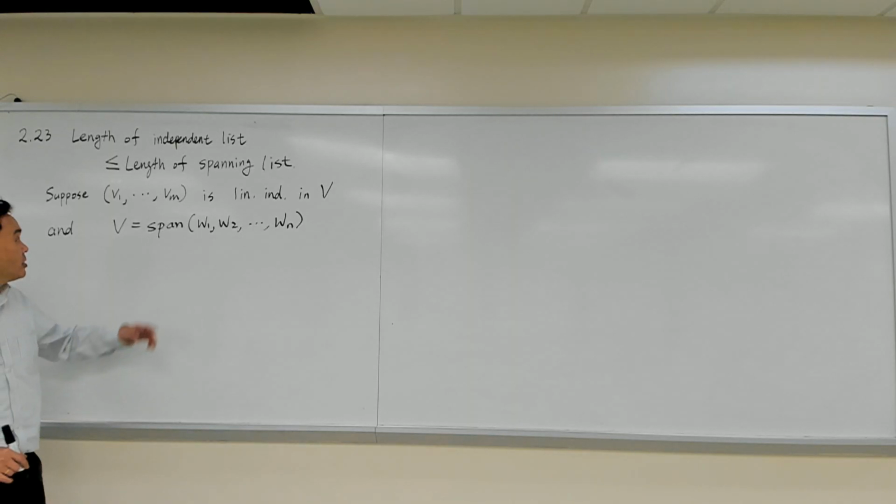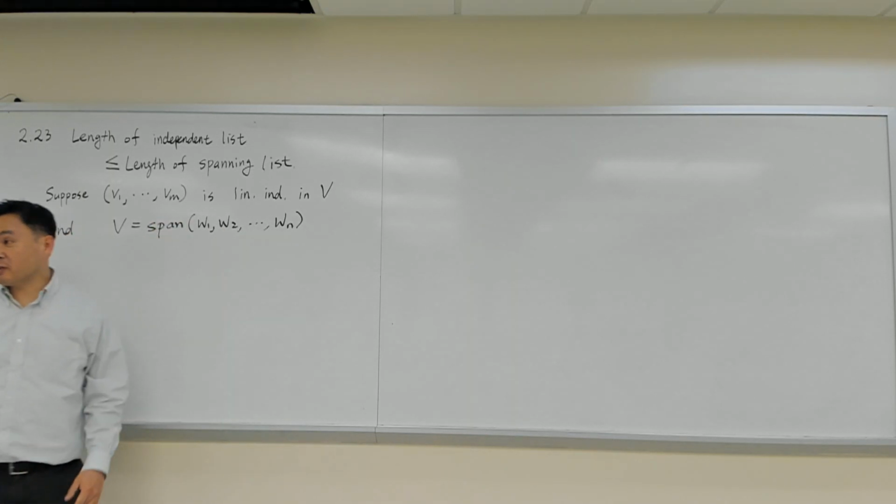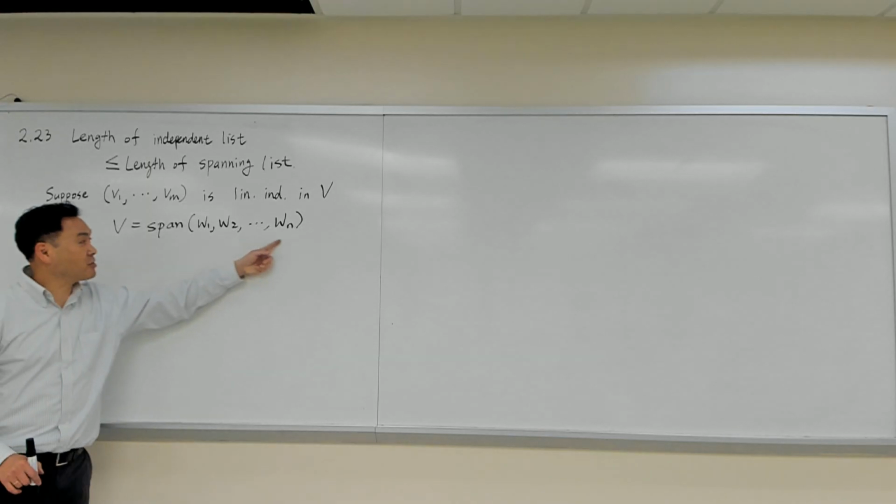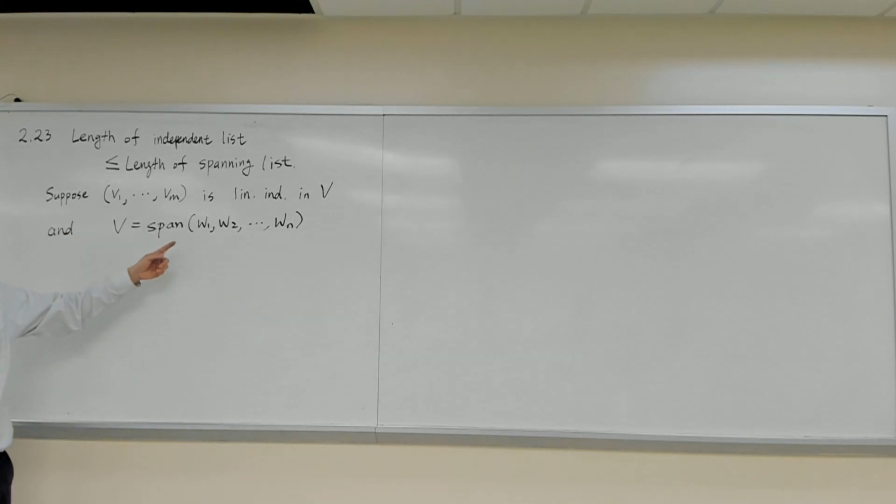Okay, notice that M and N are different. M is the length of the linearly independent list, and N is the length of the list of vectors that span the whole vector space.